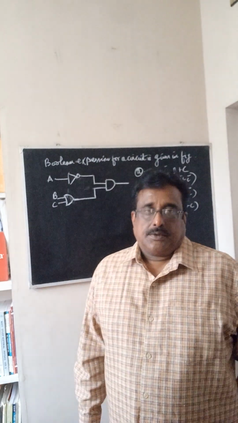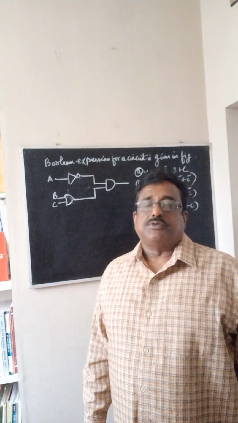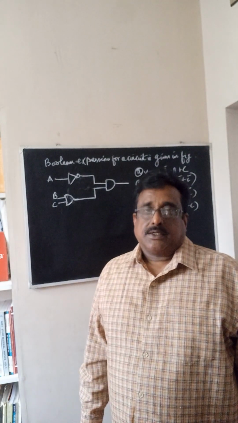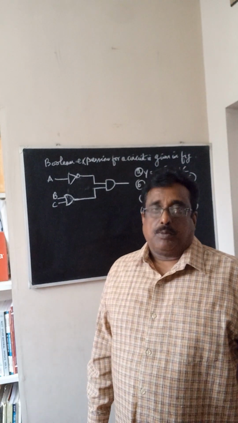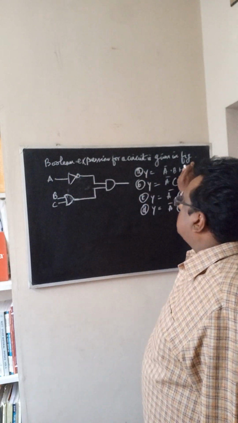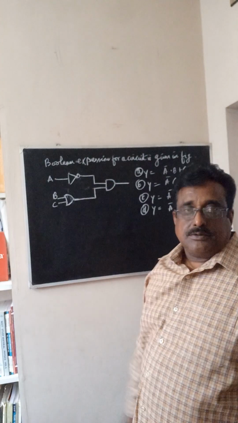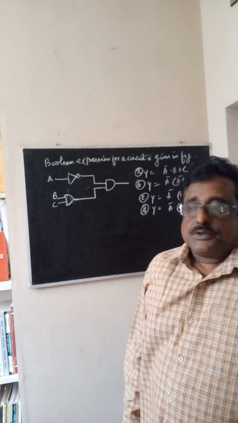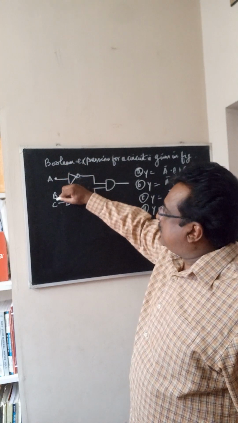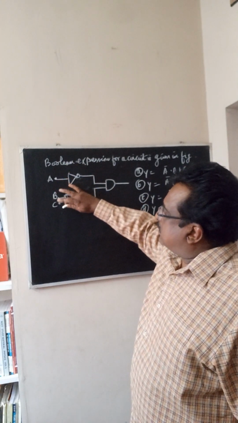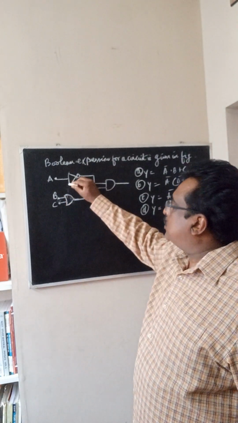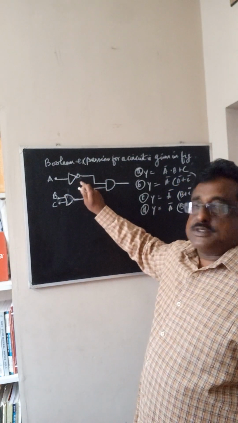Hello. Today we are going to see an objective type question from Semiconductor Physics, logic gates problem. The Boolean expression for the circuit is given here. So the input points A, B, C are given. A is connected to, what gate is this?